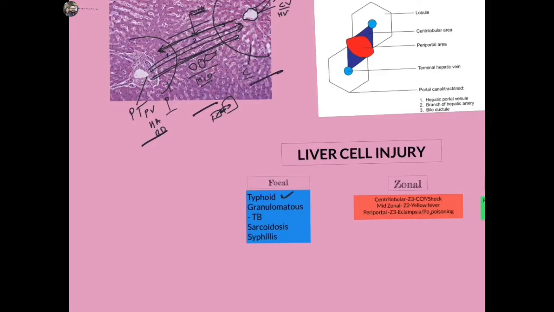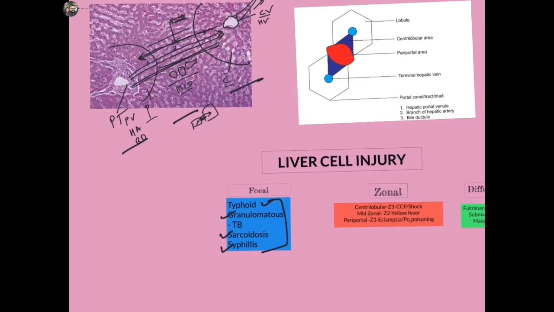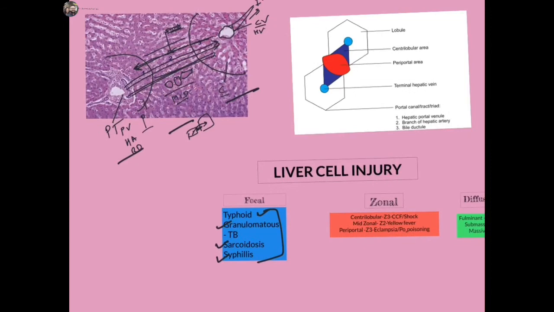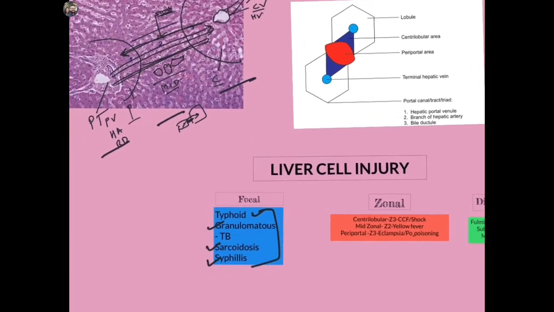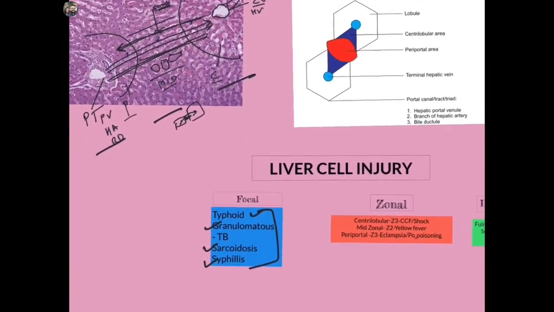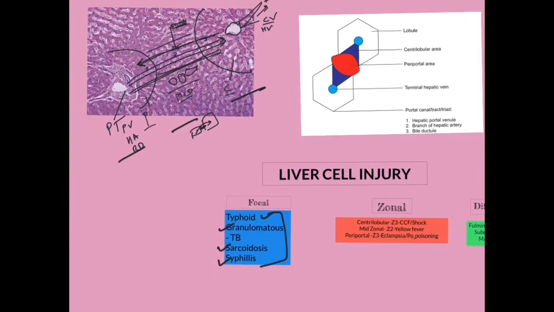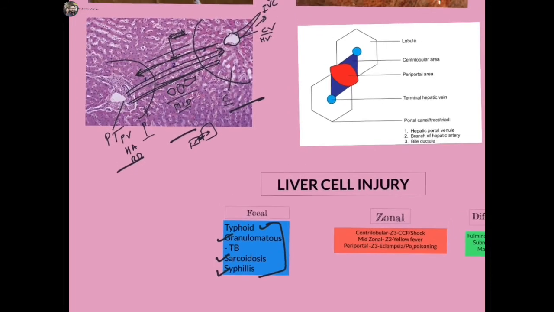affected, that is the typhoid, granulomatous, sarcoidosis and syphilis. Most of them are bacterial. Coming to the zonal, that is zone 1, 2, 3. Zone 1 is periportal, zone 2 is mid-zonal, and zone 3 is centrilobular. Centrilobular is due to cardiac function, as it is connected with the inferior vena cava. So CCF or shock can affect the centrilobular zone.